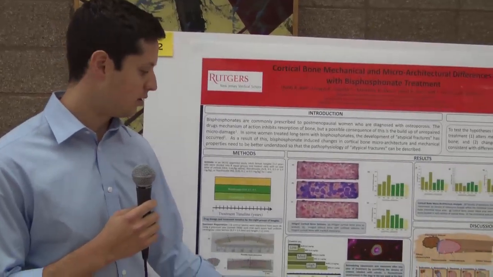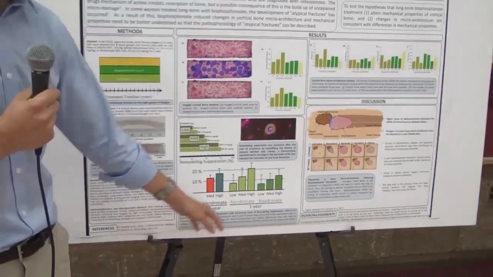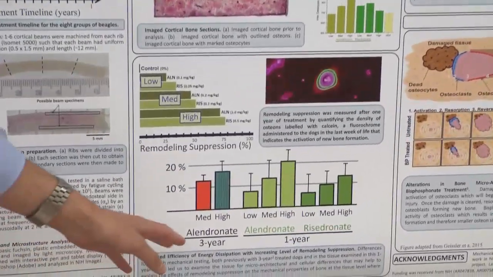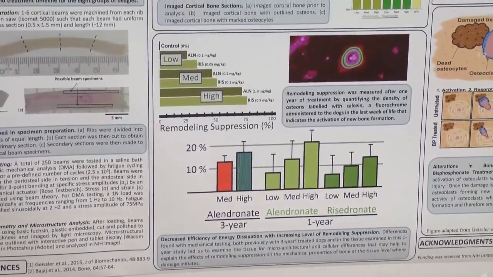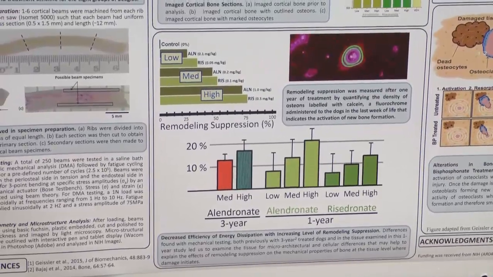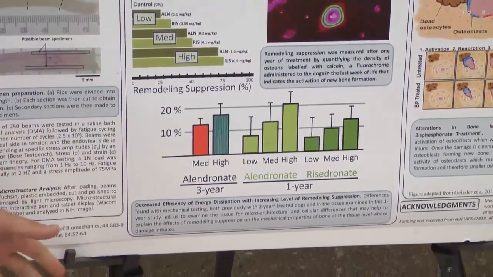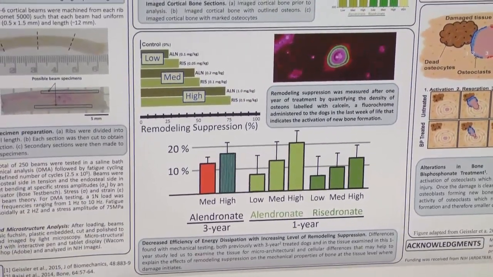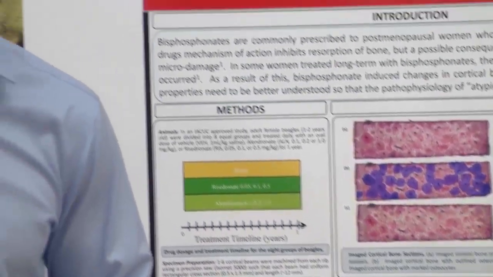This is animals treated with 3 years of alendronate, which is a bisphosphonate, and these are 1 year alendronate and risedronate treatments. And here we're measuring the energy dissipation, and bone needs to dissipate its energy in order to avoid fracture. So what we found was that in these animals treated with 1 and 3 year treatments, there was a reduction in their ability to dissipate energy. And this is an indicator that patients treated long-term with bisphosphonates might be developing these atypical fractures.